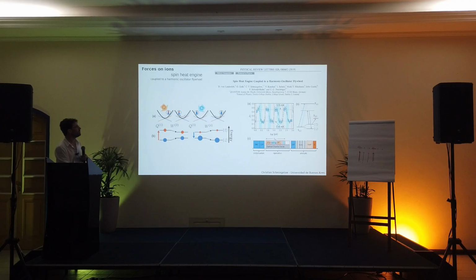And we then later used this for a very nice experiment, which was published in PRL, with the title, a spin heat engine coupled to a harmonic oscillator flywheel. This is an Otto engine, where the ion was placed exactly in this place where it sees, depending on the spin state, a potential like that if it's in the blue spin state, and a potential like that if it's in the red or orange spin state.